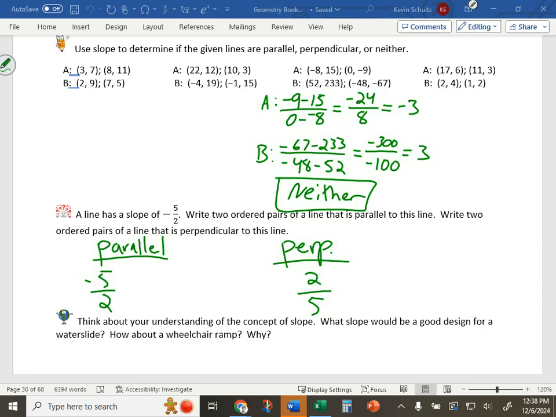Then, finally, think about your understanding of the concept of slope. What slope would be a good design for a water slide? How about a wheelchair ramp? Why? A million over 0.1, for the water slide or the wheelchair ramp? Slide. Both. 90 degrees. A million? That would be super long though. Rise over 1, a near vertical drop.